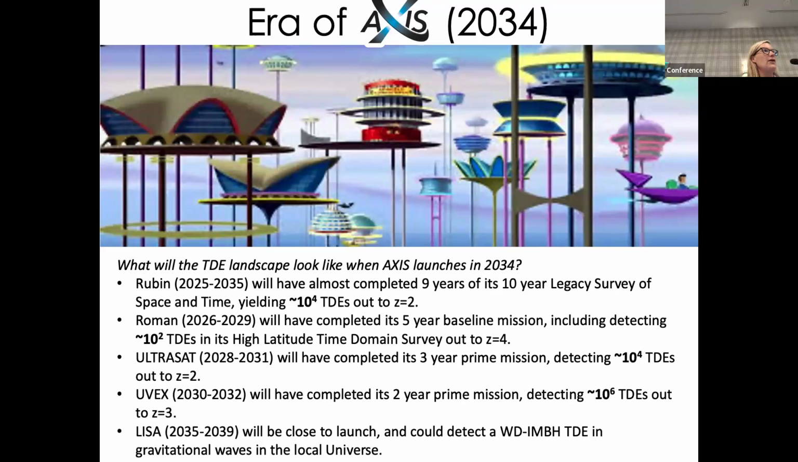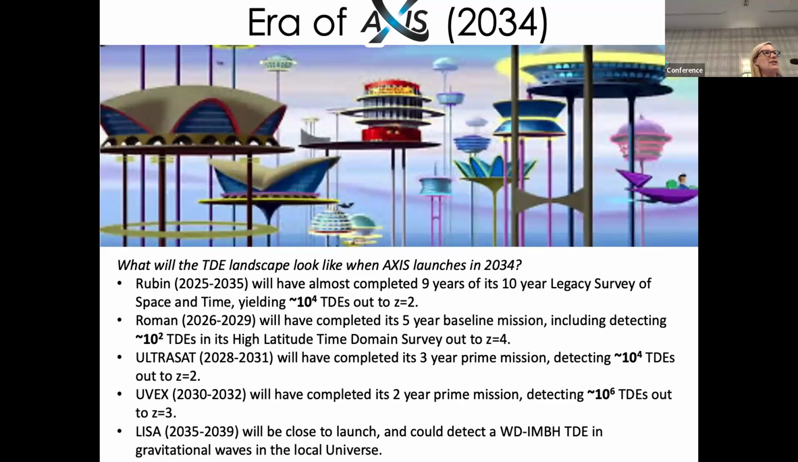Now that number is very high because of the depth of UVEX, but the cadence of those discoveries won't be very evenly sampled. So you'll be able to discover 1 million TDEs for follow-up, but you may not be able to use the UVEX data alone. And then LISA will be close to launch and could potentially detect a white dwarf intermediate mass black hole TDE in gravitational waves in the local universe.